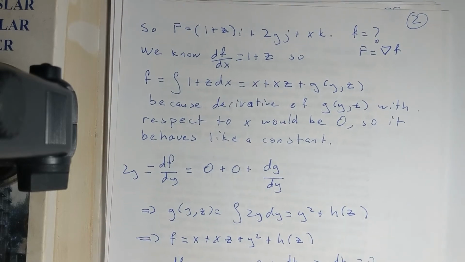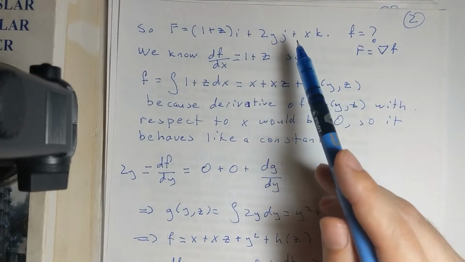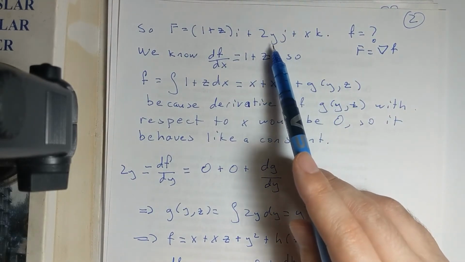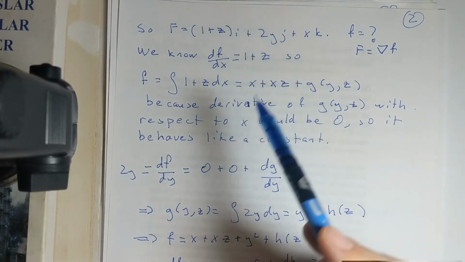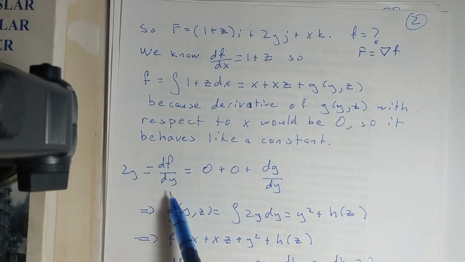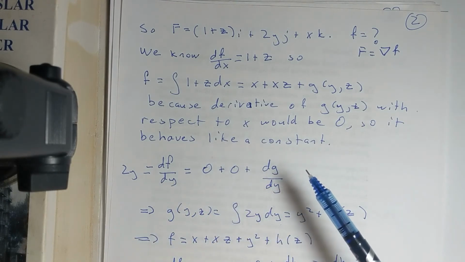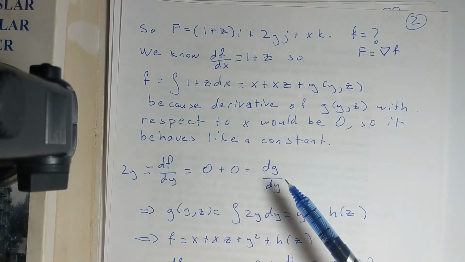Now, the other thing that we know is, well, if I take the derivative of f with respect to y, I'm supposed to get the second term, 2y. So 2y is equal to df dy. Well, great.